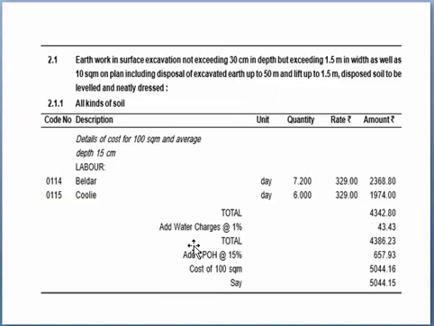So students, for Beldar the quantity is 7.20, and for coolie the quantity is 6, which has been derived from the outputs observed by the engineers. So actual work done on this site has been taken into consideration while deciding these outputs, and from these outputs we have calculated the quantity.